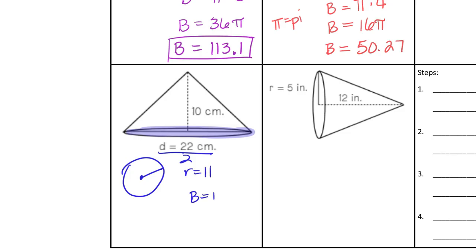So big B equals pi r squared. Big B equals pi times 11 squared. And in all honesty, putting that in now without squaring 11 should work. So area of the base equals 380.13.